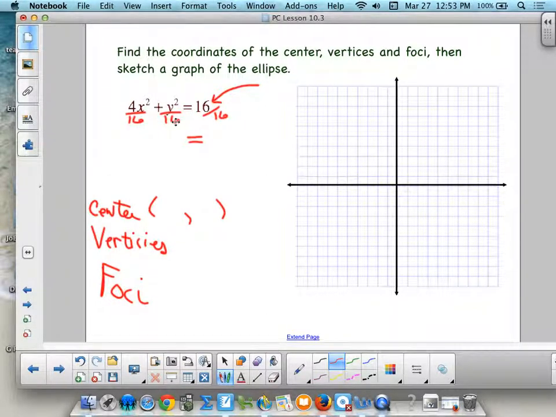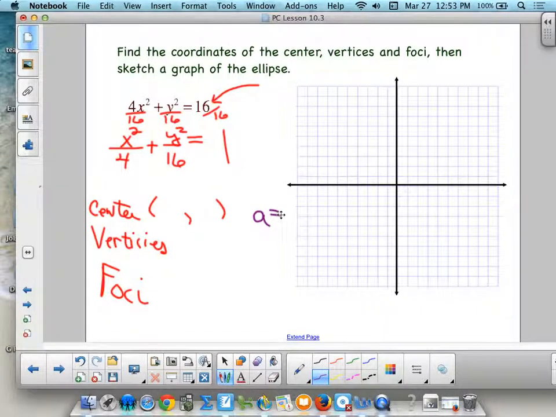You'd end up with, what's the x squared turn into? X squared over 4. Got it? This one, there's nothing to do here. Y squared over 16. And there's your 1. Now it looks like what you're used to seeing. Okay. With those two numbers, can you guys tell me which one is A?